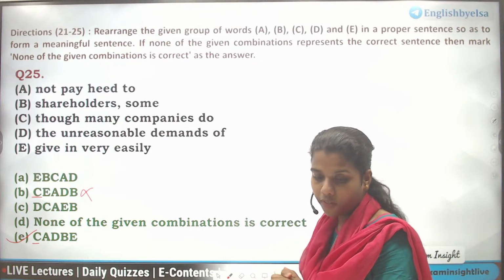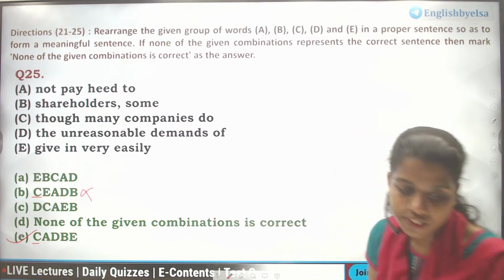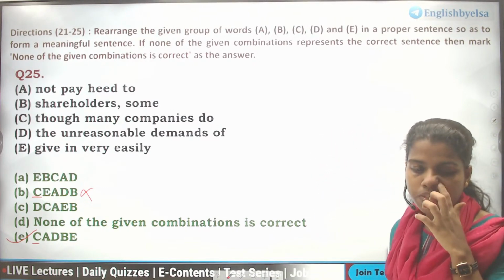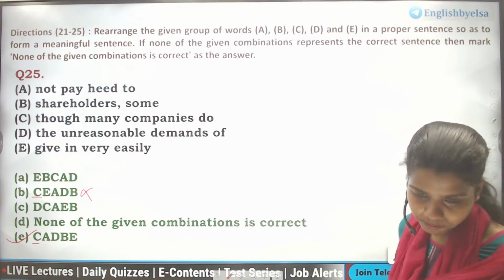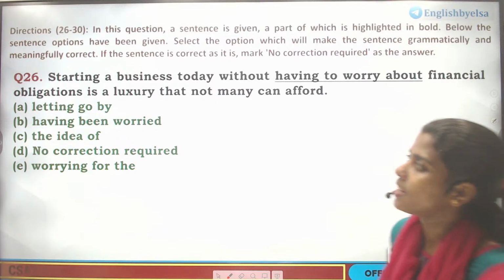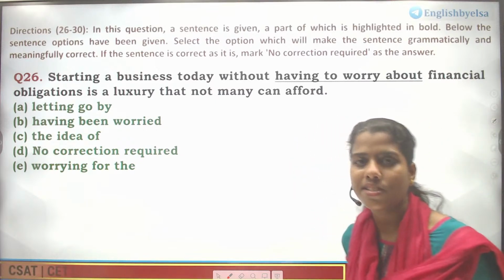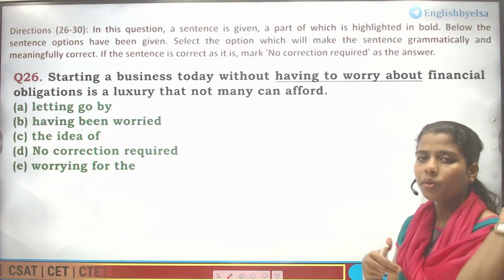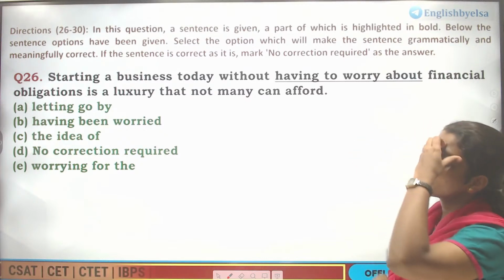All answers are perfect for question number 25. E option, correct answer for 25. Let's see the last set, that is 26 to 30. There are 30 questions in your paper, you know that. So this is the last set.